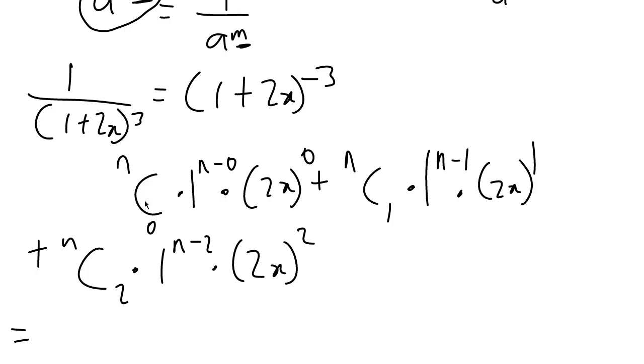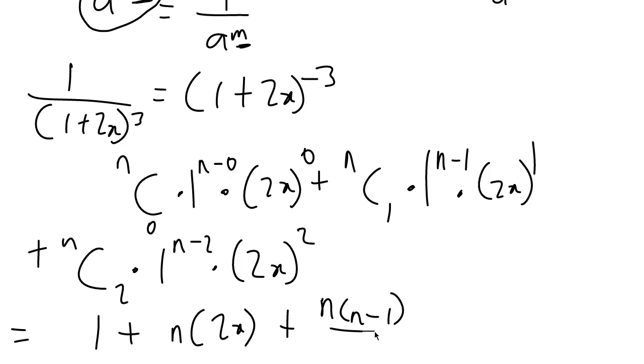What's n combination 0? We said it is 1. So 1 times 1 to the power n minus 0, which is 1. 1 to the power any number is 1, right? So we're going to have 1 plus, remember I said that n combination 1 is the same as n. We've proved it. So that's n multiplied by 1, which is 1 multiplied by 2x. So that's n into 2x plus, and we said that n combination 2 is what? n into n minus 1 over 2, and then 2x all squared. 2 squared is what? 4. x times x is what? x squared, right? So this cancels this. We're going to have 2.